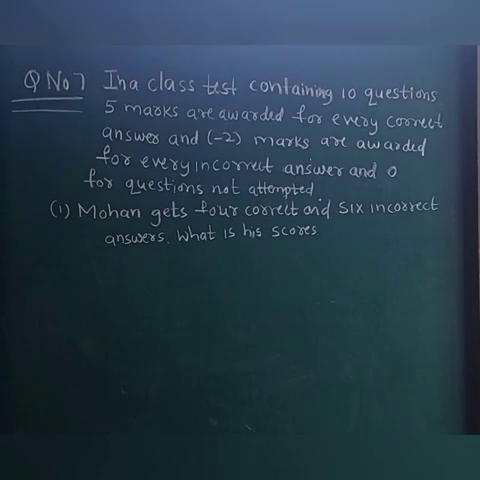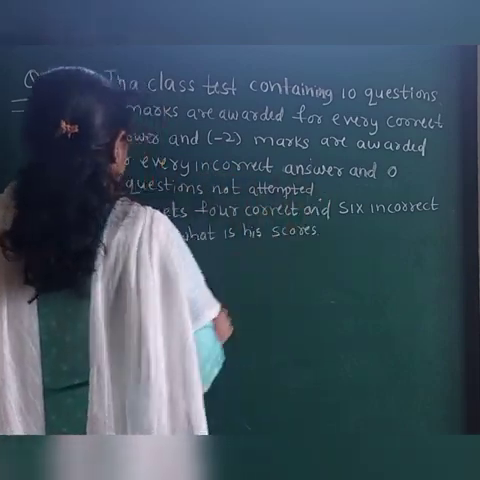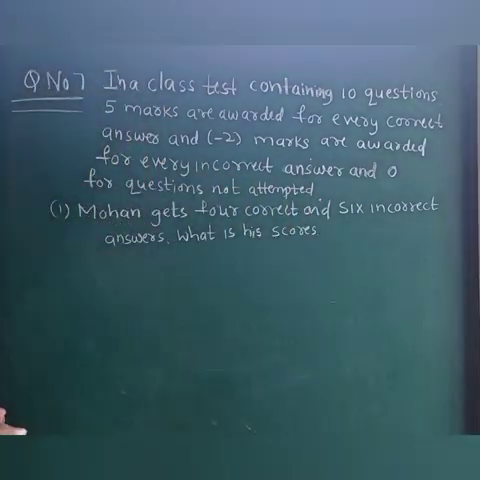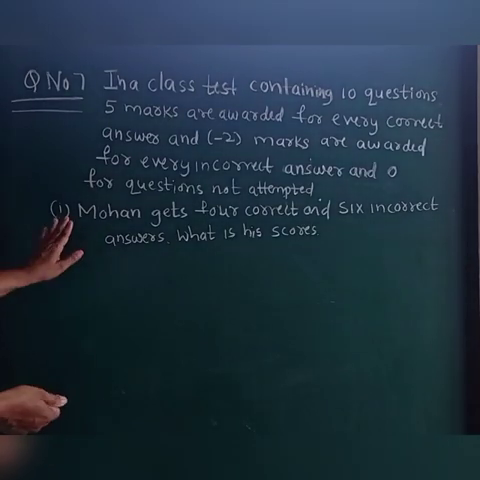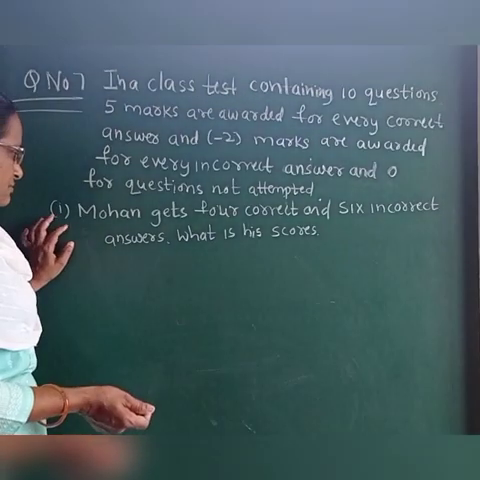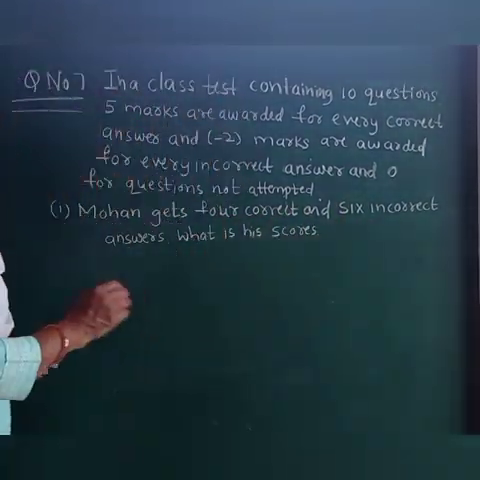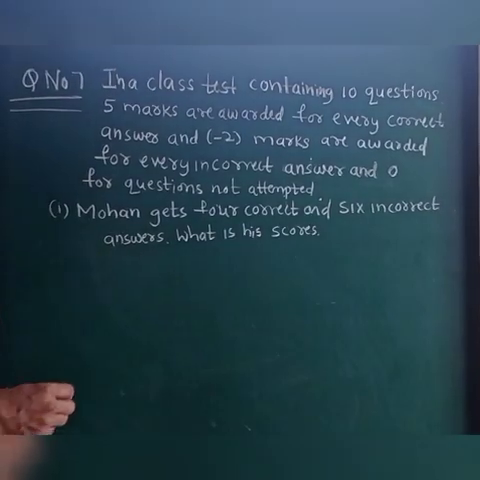Okay, question number 7. In a class test containing 10 questions, 5 marks are awarded for every correct answer and minus 2 marks are awarded for every incorrect answer and 0 for questions not attempted. In that we have to find the first one. 3 questions are there. First one is Mohan gets 4 correct answers and 6 incorrect answers. Now we have to find his score.